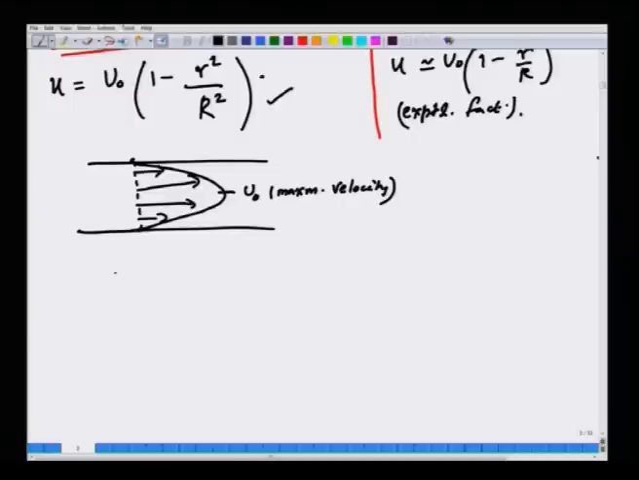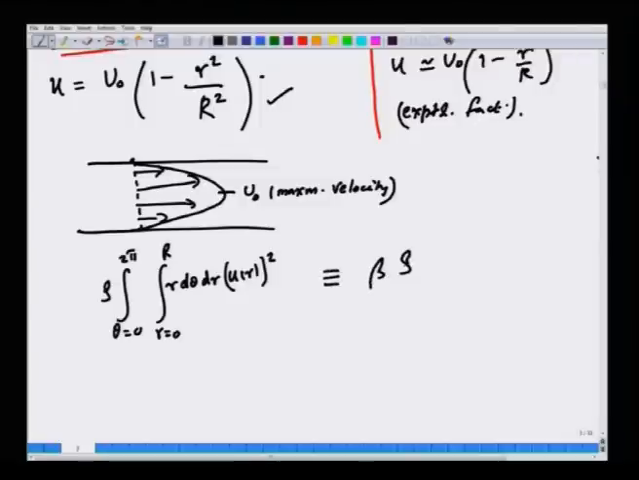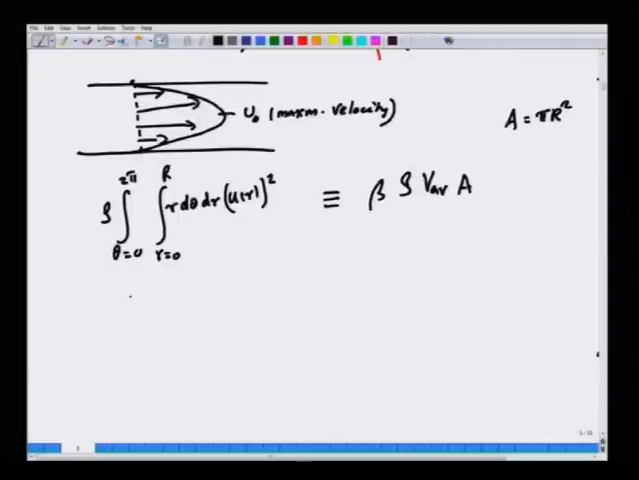So, once you have the form of velocity, all you need to do is integrate rho u squared r dr d theta, with theta from 0 to 2 pi and r from 0 to R. Once you have come up with this expression, you equate it to beta rho V average times A, and A is essentially pi R squared for the cross section of the pipe. Now, in order to do that, we have to first compute what V average is.